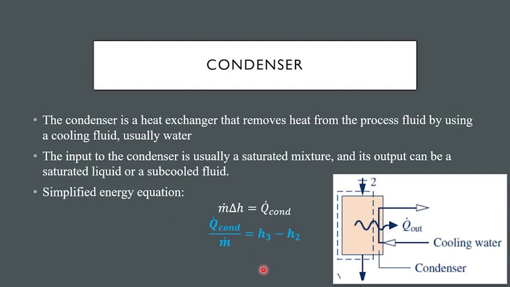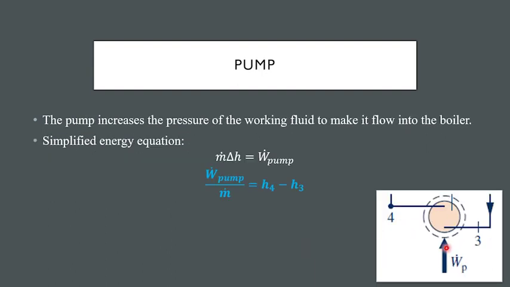Remember that stream H3 is the output of the condenser, stream H2 is the output of the turbine. Next, let's have the pump. The purpose of the pump is to increase the pressure of the working fluid to make it flow into the boiler. So we are specifically saying that this is a pump because this services a liquid.